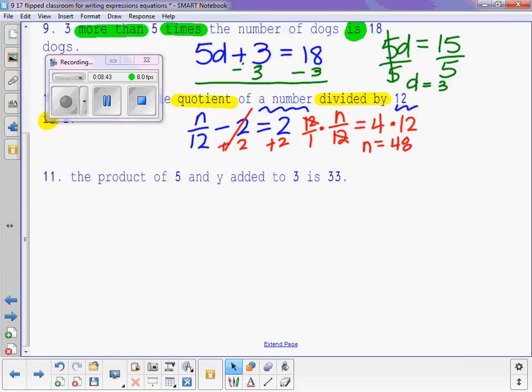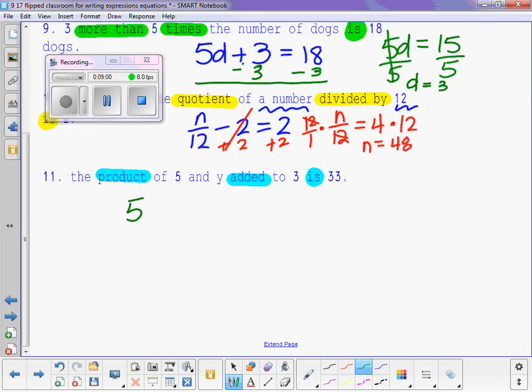All right, last one, number 11. The product of 5 and y added to 3 is 33. My keywords this time are product and add. And here's is to represent equals. So my equation, I'm going to start with product, the product of 5 and y. And then we want to add 3 to that, plus 3 equals 33.